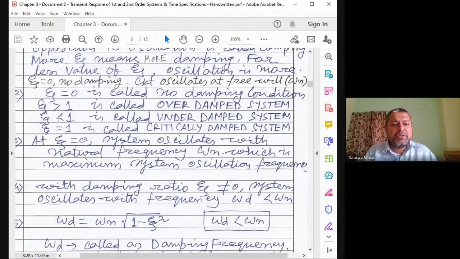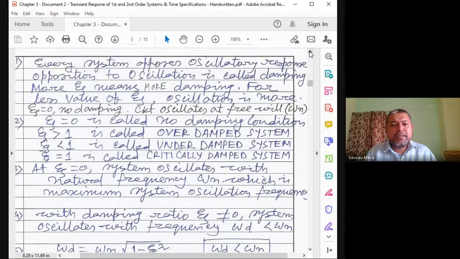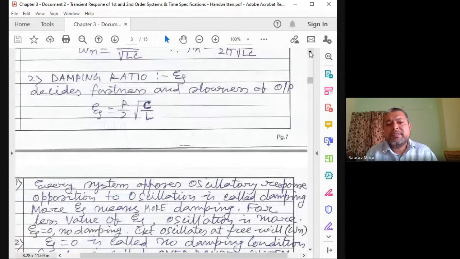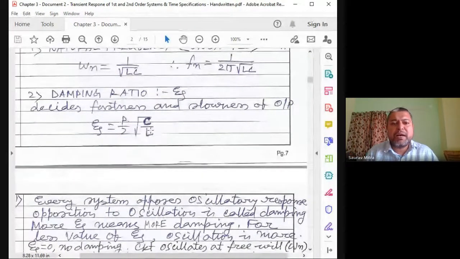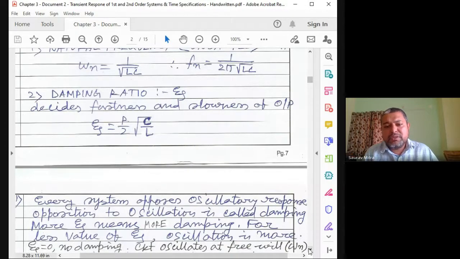Second is zeta can be in between 0 and 1. So change the value of r. Suppose keep r as 0.3 ohm and C and L is equal to 1. In that case, you will be finding zeta is equal to 0.15. So this is the second system.